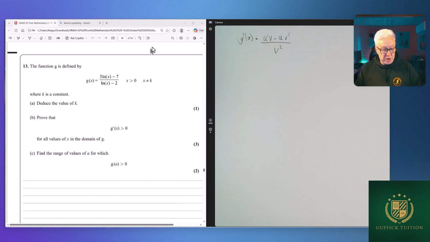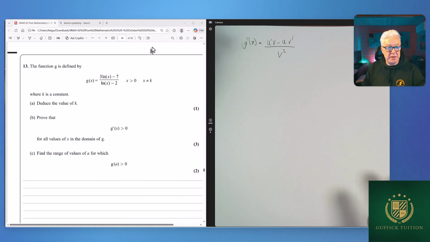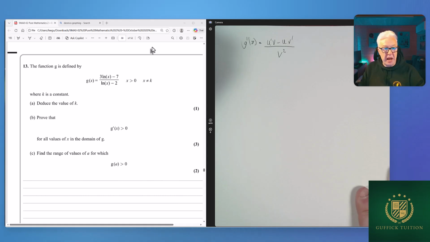Hello everyone, we've got an interesting functions question here. So let's have a look at this. The function g is defined by g of x is equal to (ln 3x minus 7) over (ln x minus 2), where x is greater than 0. Part A, and it says x is not equal to some value k, where k is a constant. Deduce the value of k.